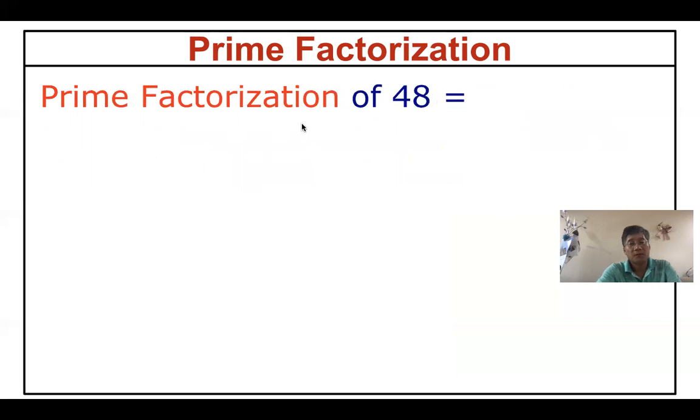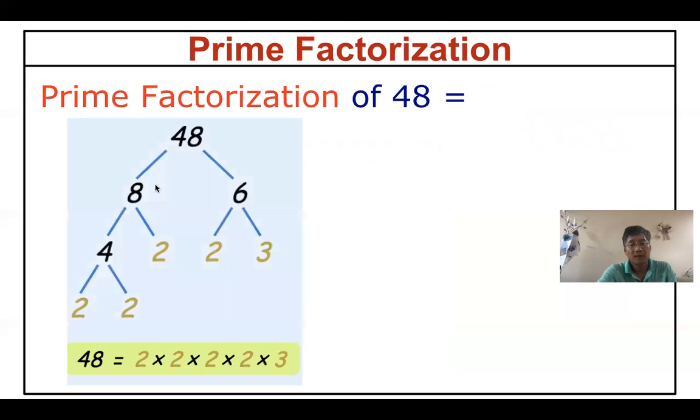Let's do the prime factorization of 48. What is the first step? You remember 48? 8 times 6 is 48. But if you can use other numbers, okay? Other pairs. Instead of 8 and 6, you can do 2 times 24, all right. Eventually, you will get the same result, right?